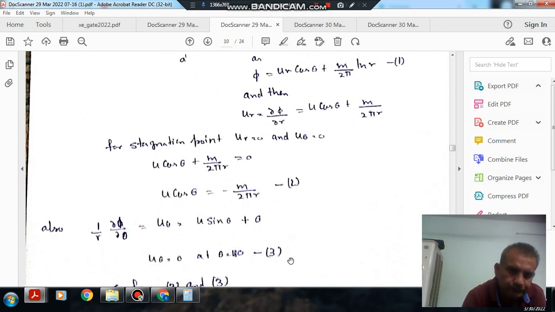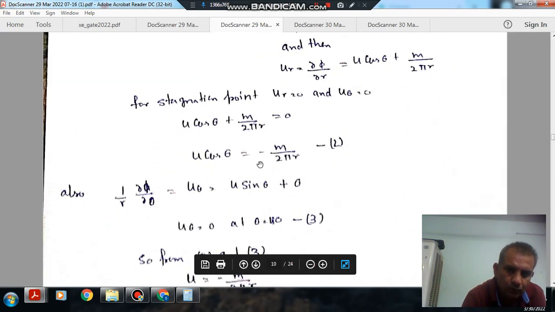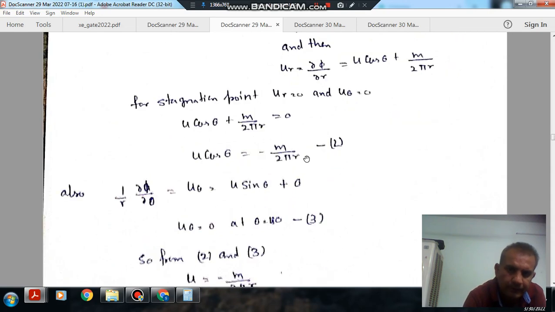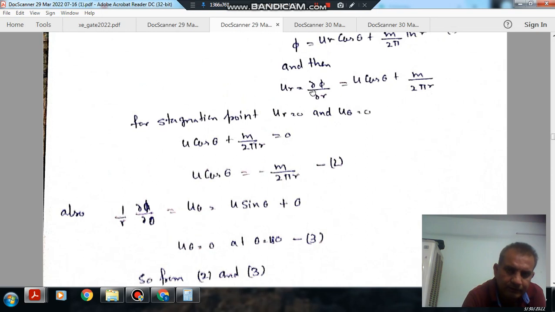So U cos theta will be equal to minus m by 2 pi r. So this is equation number 2 and this is equation number 1. Now this is u_r, the velocity in the radial direction in terms of phi.